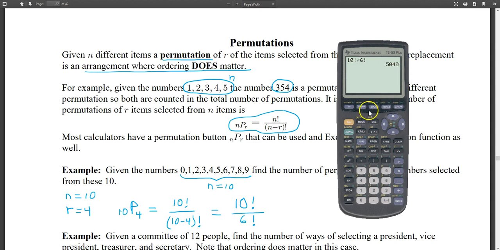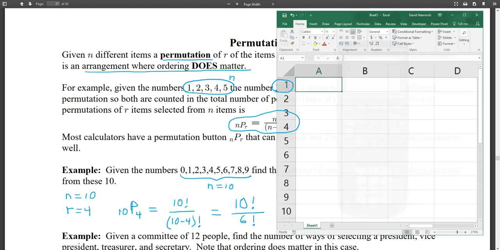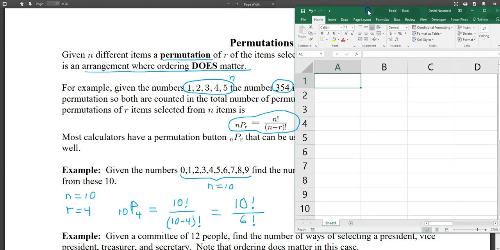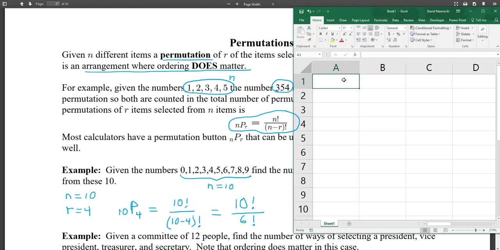Excel also has that. I'll show you that. In Excel, you can just type it in like this. Equals. Excel has a function called PERMUT, P-E-R-M-U-T. And we have 10 items, and we want to select 4 items from those 10. And there you go, 5,040. So once again, that's what you would type in: equals PERMUT, parenthesis, 10, 4.